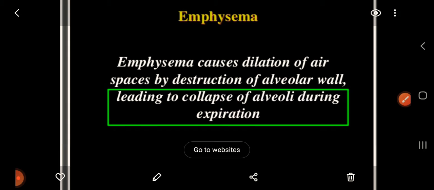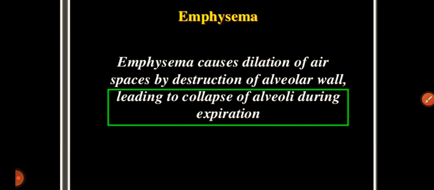Why do the alveoli collapse during expiration? Whenever there is a destruction of the elastic tissue in the lung parenchyma, the alveoli will collapse, because the small alveoli or the small airway spaces are held open by the elastic recoil of the lung parenchyma.